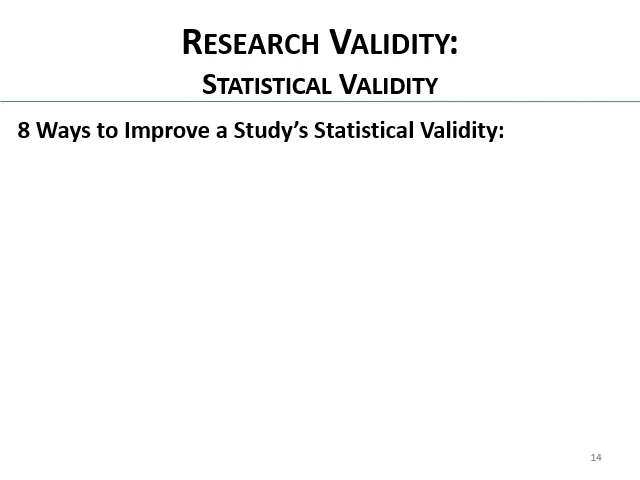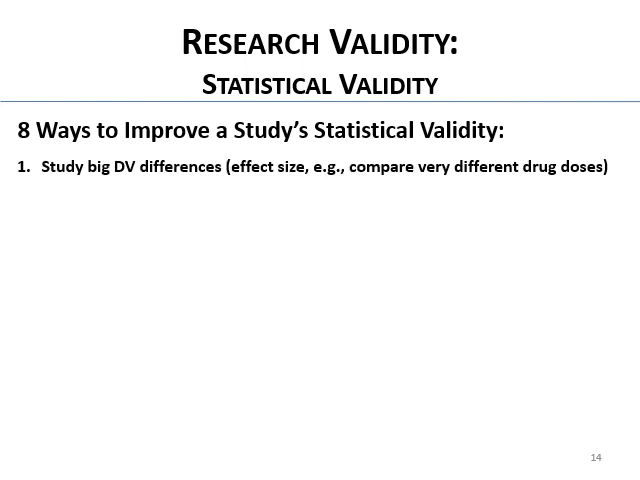So finally, let's be positive. What are 8 ways to improve your study's statistical validity? Study big differences in your DV. So, like in my world, I can increase my effect size by looking at big differences in doses rather than small differences in doses. It's easier to detect the effects of bigger differences in doses. So you can sometimes do the equivalent of that with whatever your study is about. You could increase the sample size. So that's one most people seem to know. You get more people in your study, all things being equal, you'll have more power.